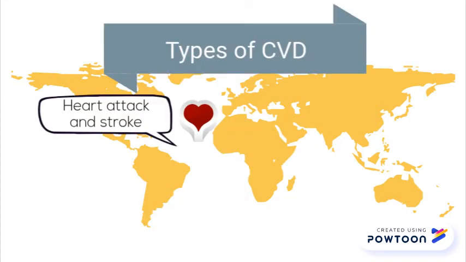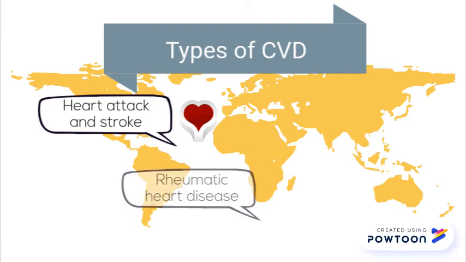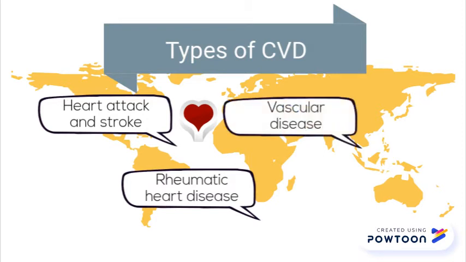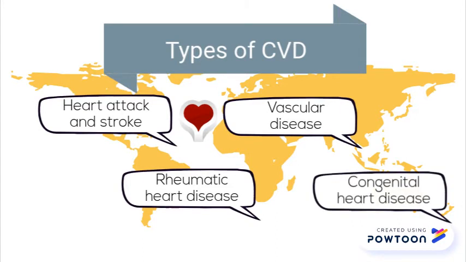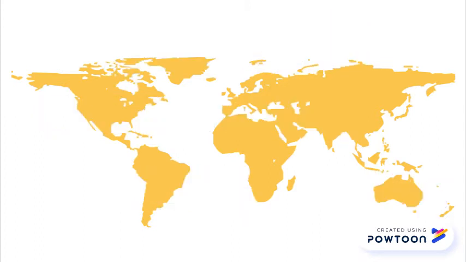Cardiovascular diseases include heart attack and stroke, which involve a lack of blood flow to the heart or brain, rheumatic heart disease, which is a complication of rheumatic fever, vascular disease, which is damage to or disease of the blood vessels, and congenital heart disease, which is a malformation of the heart present at birth. Wow, who would have thought there's so many different types of cardiovascular disease?